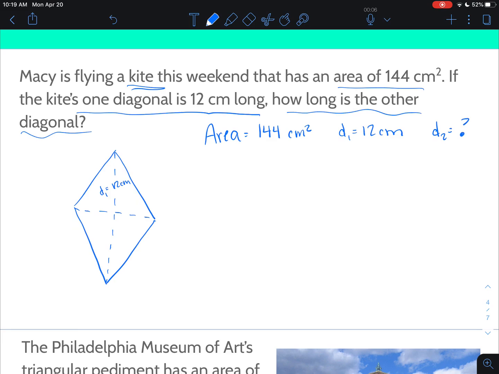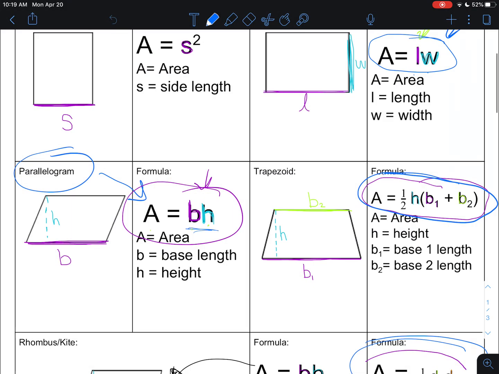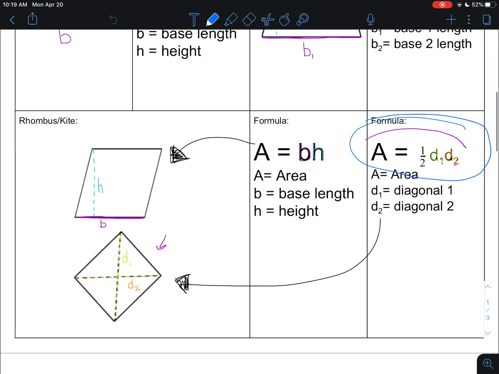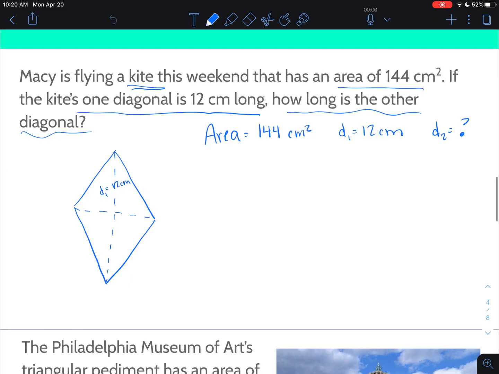So you may know the formula at this point, but I would always check the formula sheet just to be safe, because you don't want to copy it down wrong. We're talking about the kite with the diagonals, so you're going to use this formula right there. Area equals 1/2 times diagonal 1 times diagonal 2.